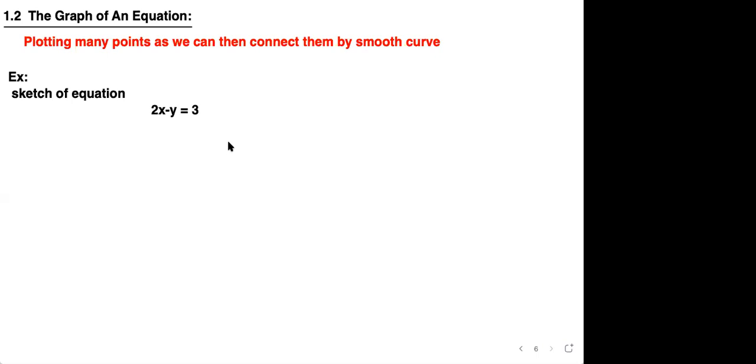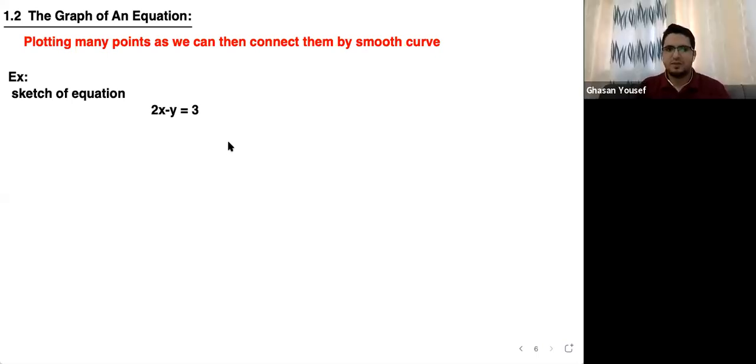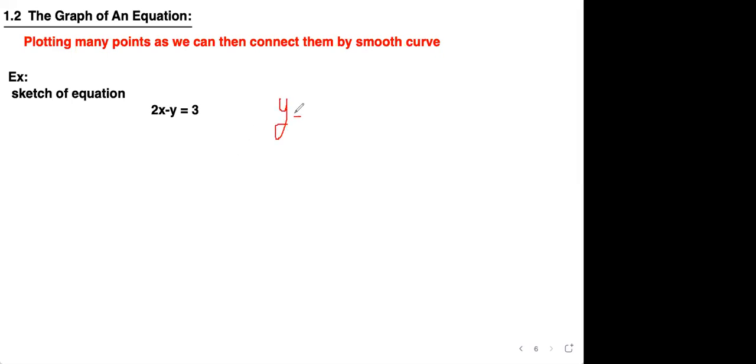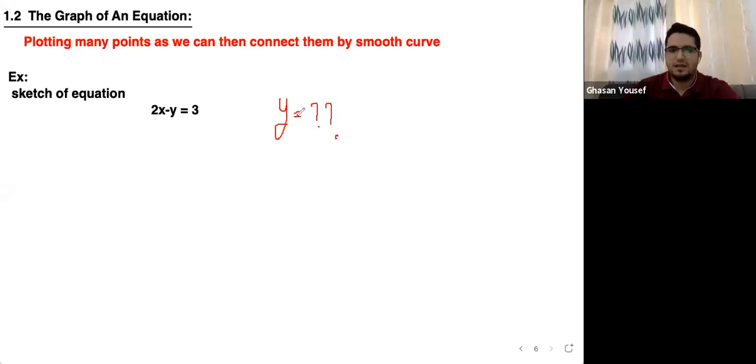Yes, Seth said make a table. This is correct. But in the beginning, we should fix this equation. I mean, we have to solve it for y. I prefer to solve it for y, like we learned before, in the form y equals mx plus b. Exactly like this, y equals something. How can we do that? What should we do?